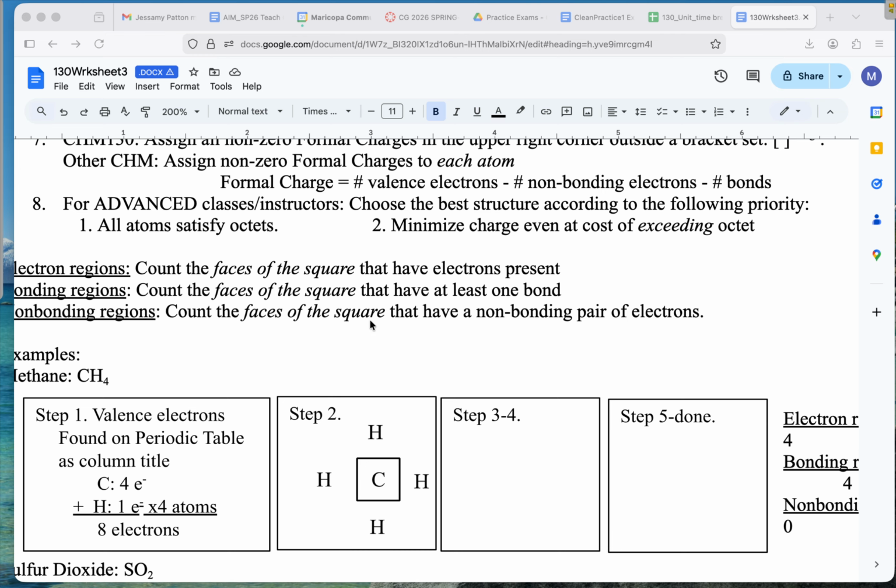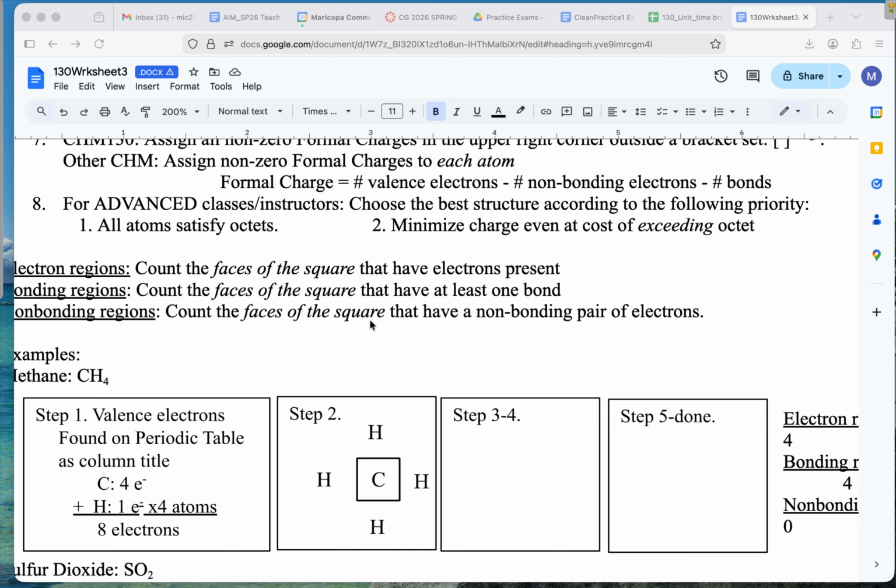So if we were going to look at methane, CH4, I have a carbon and 4 hydrogens. Step 1, I need my valence electrons. Carbon has 4 valence electrons, and I know that because on the periodic table, its column name is 14 or Roman numeral 4. Hydrogen has 1, but there are 4 hydrogen atoms, so I multiply that by 4. 4 and 4 gets me 8.